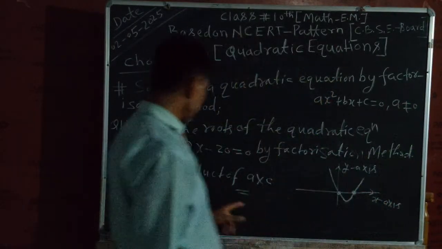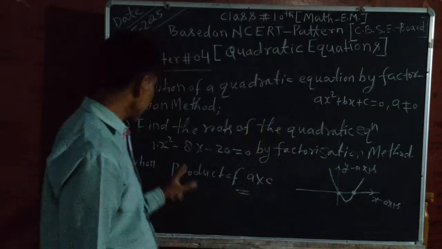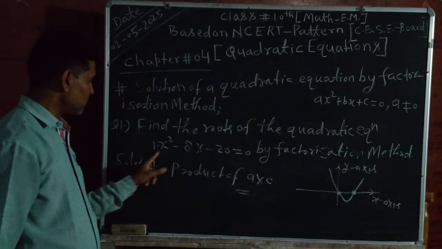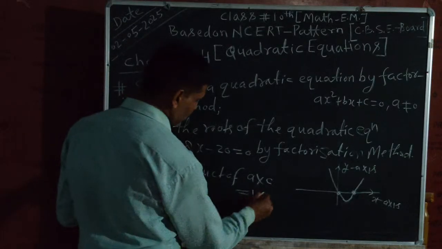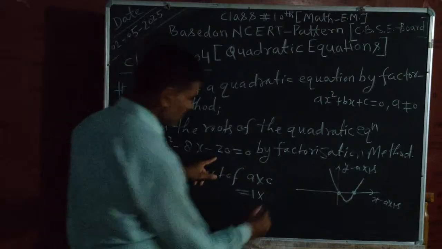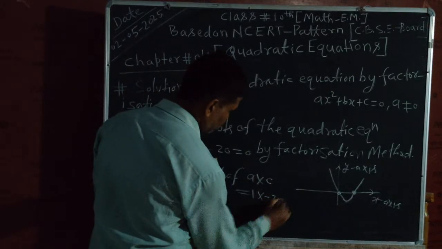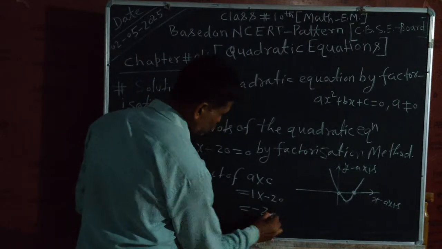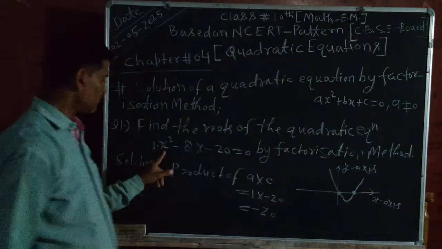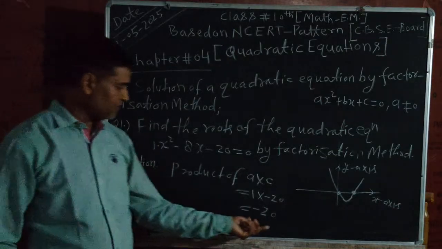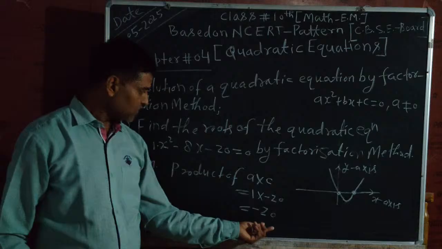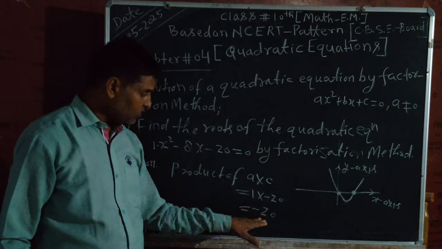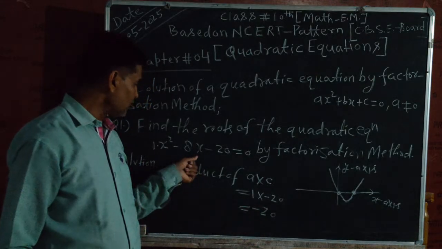Okay student, now A is the coefficient of x square. In the given particular quadratic equation, the coefficient of x square is 1, so here I am going to write 1. Now the constant term is minus 20, so I will write here minus 20. After multiplication, I will get minus 20. Because the power of x is 2, I will make it in two factors such that when I add both values, I will get the coefficient of x.